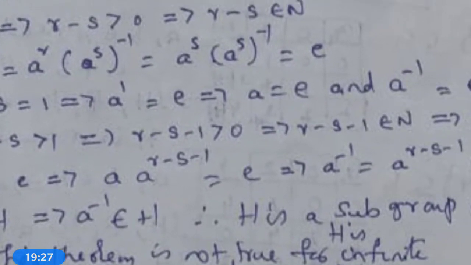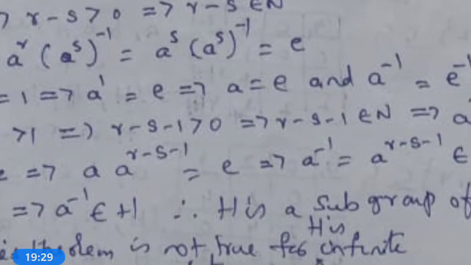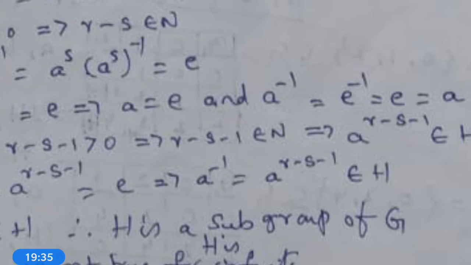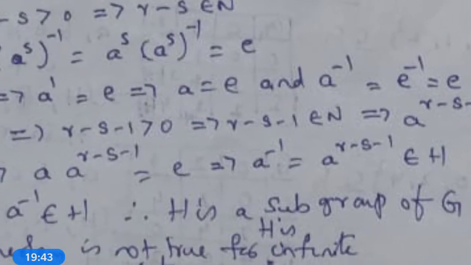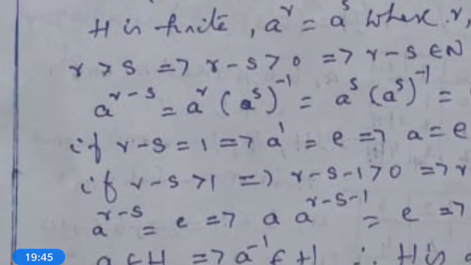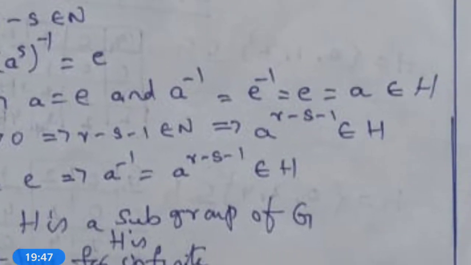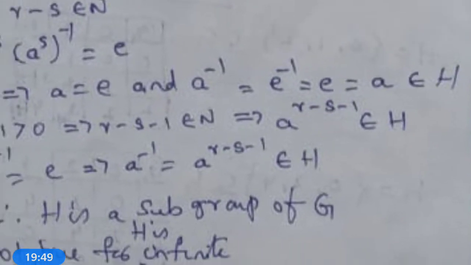This implies A^(r-s) = A^1 = E. Implies A = E, and A^(-1) = E^(-1), which implies E = A. What is A? A belongs to H. Therefore, for r - s = 1, E = A belongs to H.